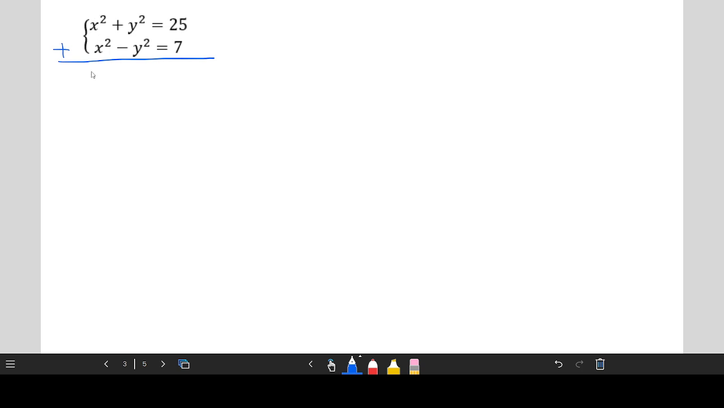So I'm going to add: x squared plus x squared is 2x squared. Y squared plus negative y squared is 0. And then 25 plus 7 is 32. And then we can solve for x by dividing by 2 and carefully taking the square root of both sides, because there's 2 numbers we can square to get 16. So we get 2 x values this time, 4 and negative 4.